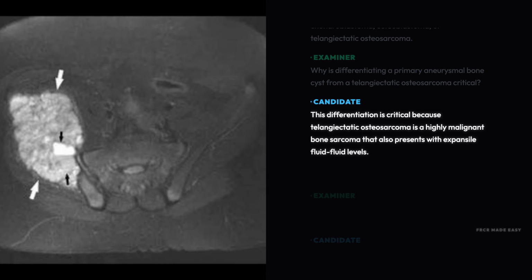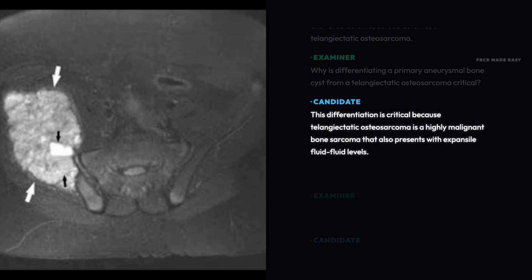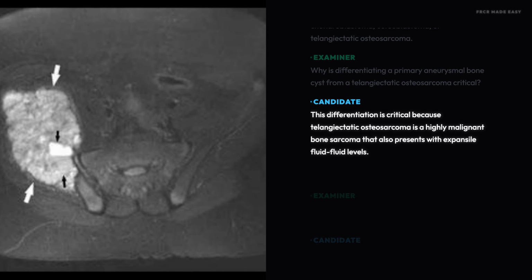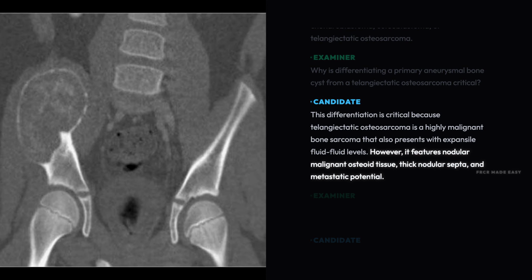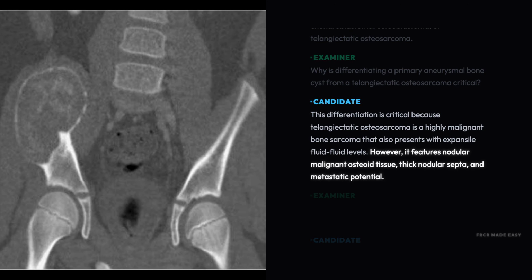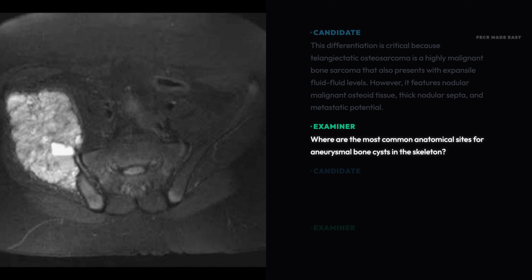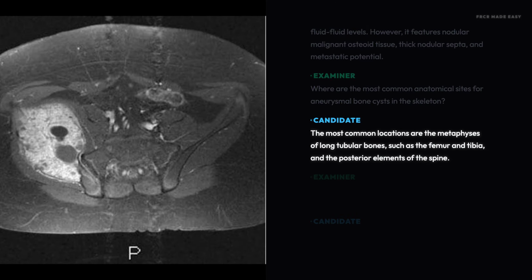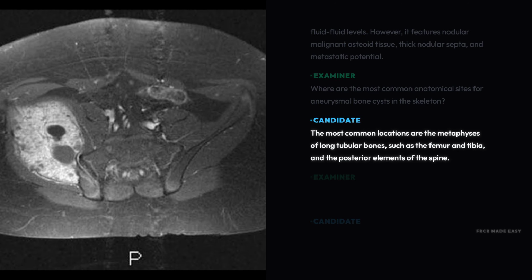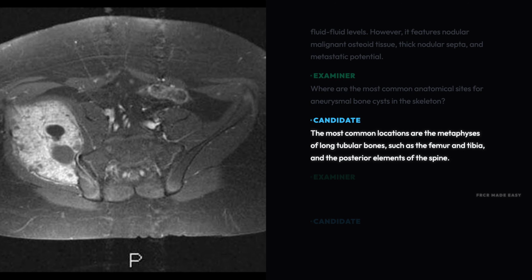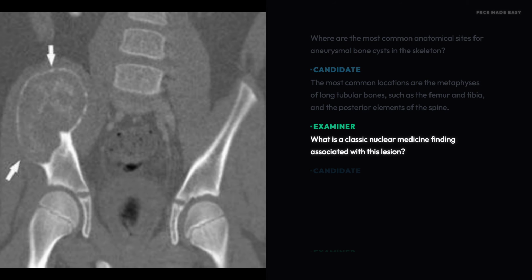This differentiation is critical because telangiectatic osteosarcoma is a highly malignant bone sarcoma that also presents with expansile fluid levels. However, it features nodular malignant osteoid tissue, thick nodular septa, and metastatic potential. Where are the most common anatomical sites for aneurysmal bone cysts in the skeleton? The most common locations are the metaphyses of long tubular bones, such as the femur and tibia, and the posterior elements of the spine. What is a classic nuclear medicine finding associated with this lesion?